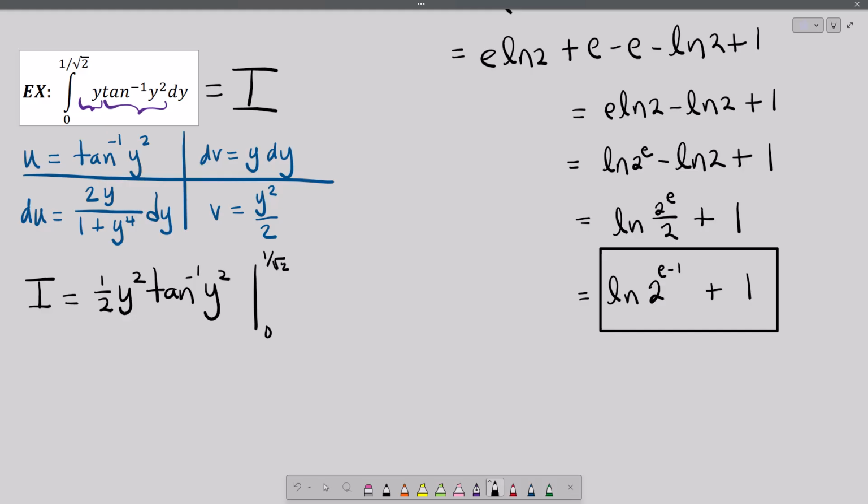So everybody agreed that's our uv, main diagonal right there? So uv minus the integral of v du, the voodoo part. So minus the integral, limits of integration will be the same. So minus the integral of voodoo.